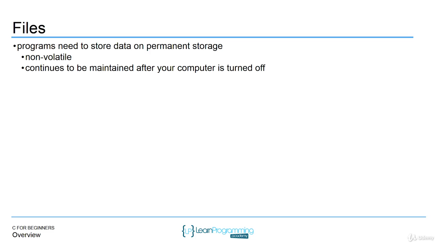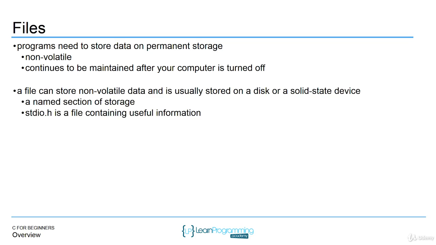When you store stuff in files on the hard drive, this is permanent storage. It's still there even when you reboot the machine or when your program is not running. That's referred to as non-volatile memory because it stays around. A file can store non-volatile data and is usually stored on the disk, or nowadays a solid-state drive, an SSD. It's a named section of storage, and stdio.h contains the information needed to read and write to those files.